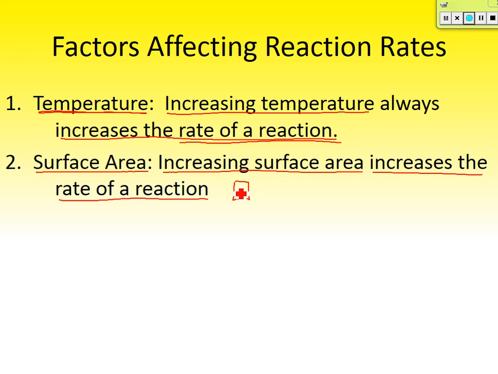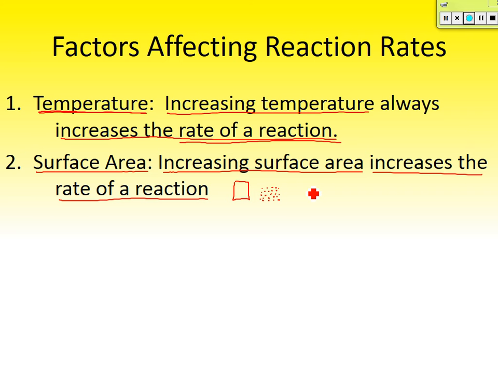One thing that we can do is crush it up, increase the surface area, and now look how much more of the surface of this reactant is able to react. It happens much faster. If you increase the surface area by crushing up that reactant, it will happen much faster. Here's an example.